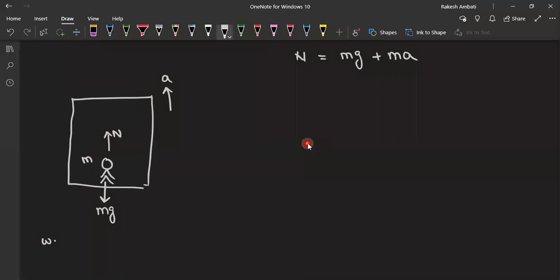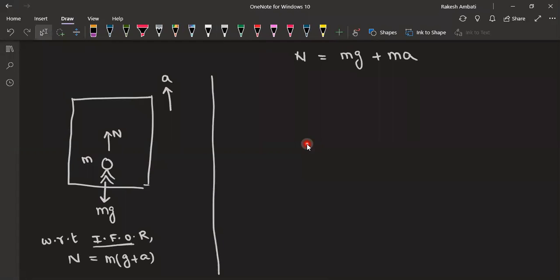Now with respect to the inertial frame of reference, what is the value of the normal force acting on the man? M into G plus A or M into G minus A? M into G plus A. So it is with respect to the inertial frame of reference.